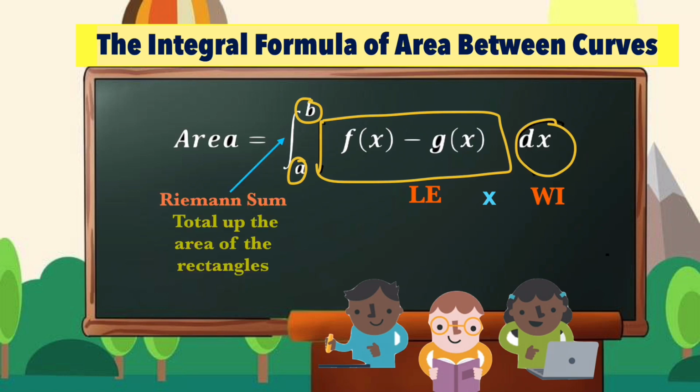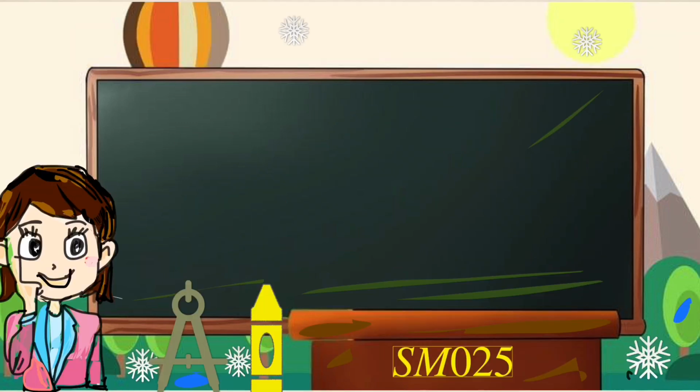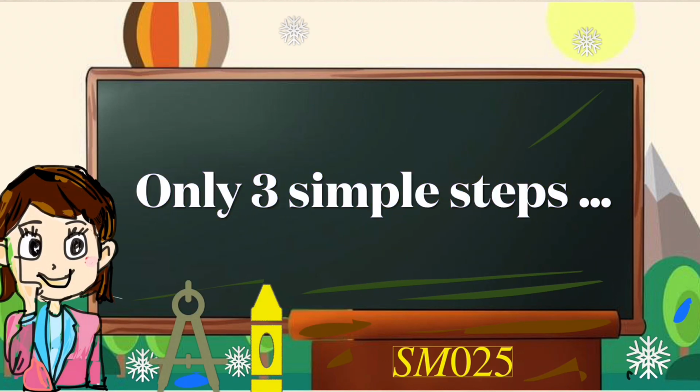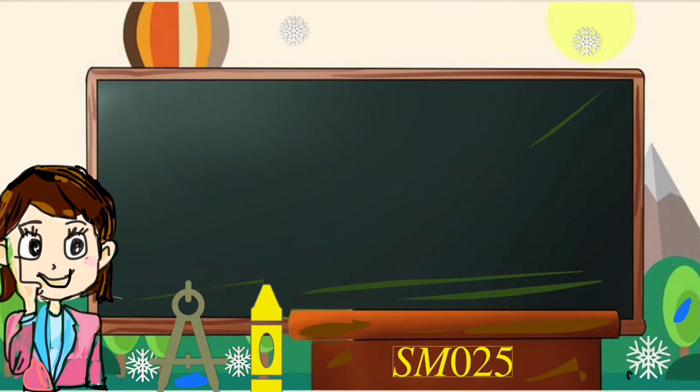As we take the limit as n approaches infinity, we total up the areas of the rectangles, and a and b are the x boundaries. How does the Levy technique work? Let me explain to you. With only 3 simple steps, we can find the area between two curves.